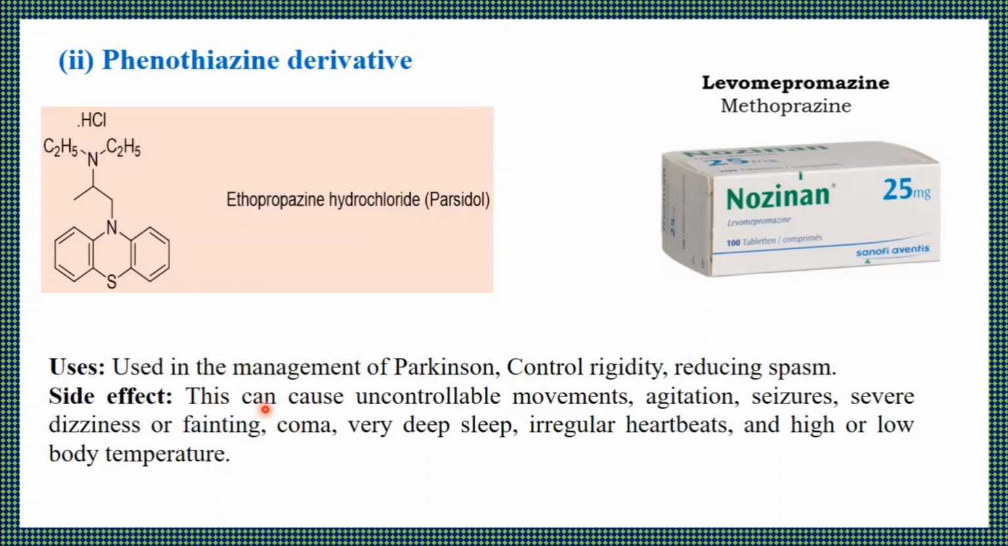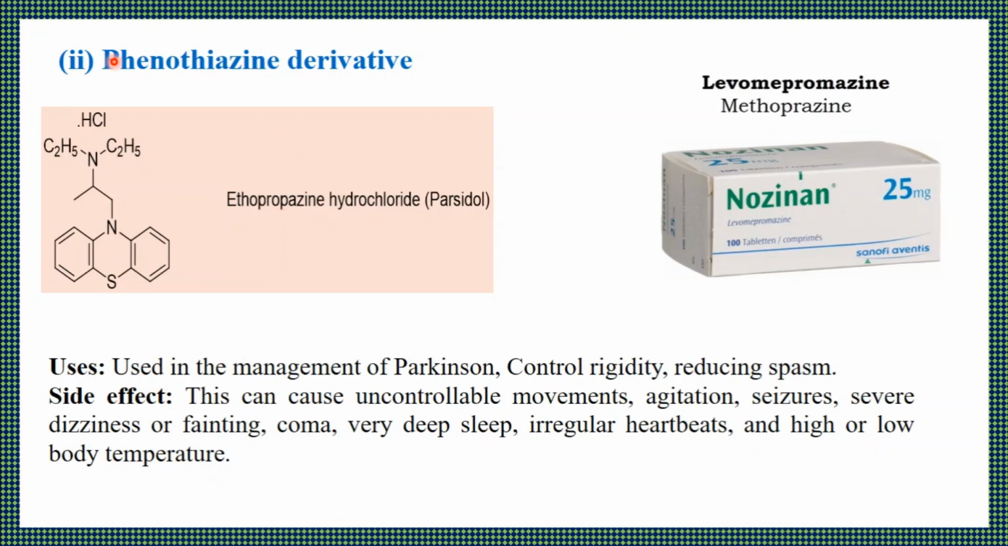The drug is used for the management of Parkinsonism or Parkinson disease, particularly for the control of rigidity. It is also used for the treatment of spasm, tremors, and oculogyric crises, and it has a mild anesthetic action. The side effects are uncontrollable movement, agitation, seizures, severe dizziness, fainting, sometimes coma, very deep sleep, irregular heartbeats, and high or low body temperature.